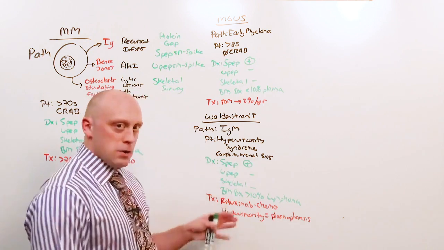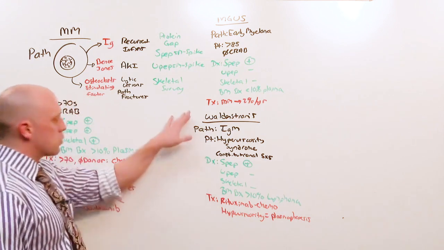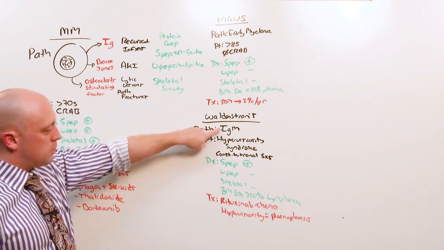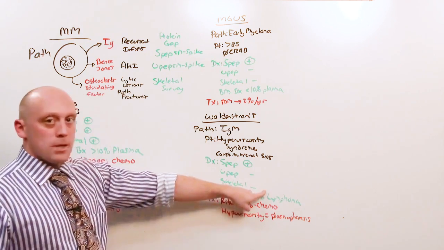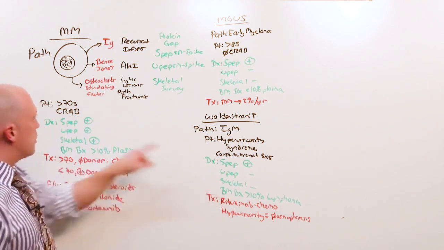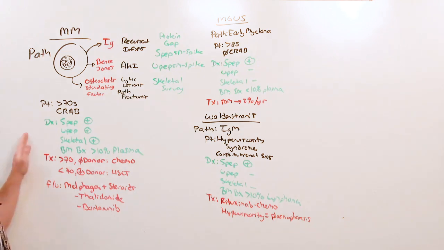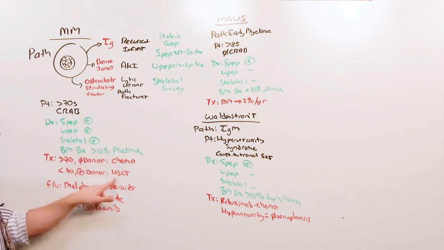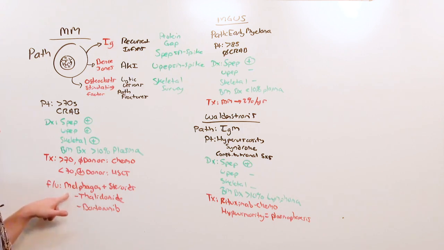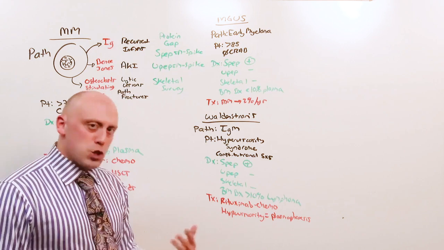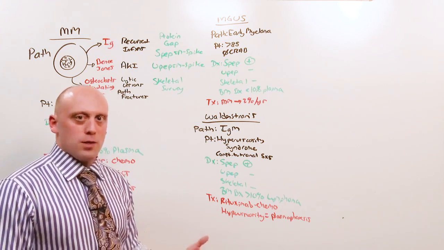All right, so let's point out the differences. In Waldenstrom's, the presentation is very different with hyperviscosity syndrome because of the IgM pentamer, and you're going to see lymphoplasmacytic lymphoma on the bone marrow biopsy, treated with rituximab, versus multiple myeloma where it was IgG and it presents with CRAB, positive all the tests, and plasma cells on the biopsy. Multiple myeloma can be treated with stem cell transplant or a melphalan and steroid-based chemotherapy regimen. Whereas monoclonal gammopathy of undetermined significance looks like it should be myeloma, it's just not myeloma yet.